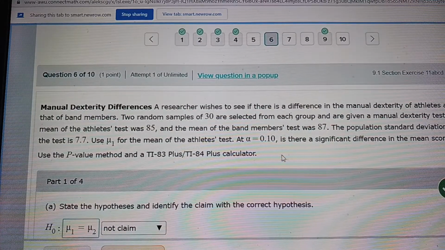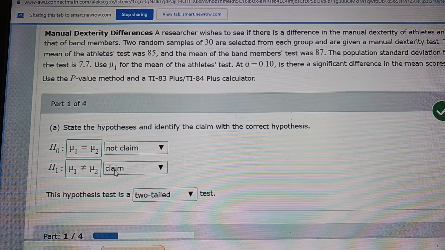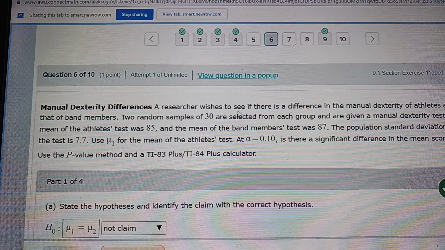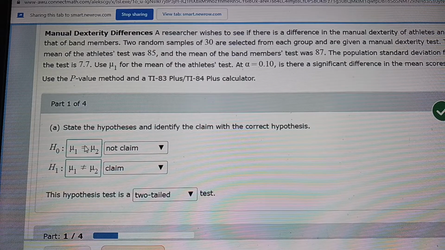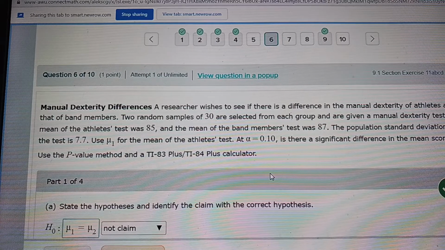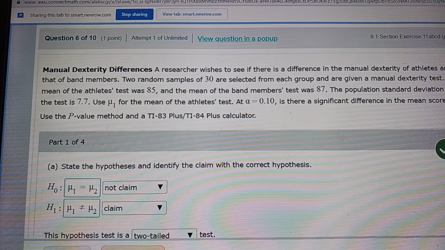Remember how this is kind of backwards. They say if there is a difference, it sounds like equals, but if there is a difference, then the claim is actually not equal to. If they put a researcher wishes to see if there is no difference, that means they're the same, and then the equals would be the claim in the null. So difference means they're different. No difference means they're the same. Because they gave me population standard deviation, I'm running a two-sample z-test. It's just like the one-sample z-test, except you have twice as much information to put in.